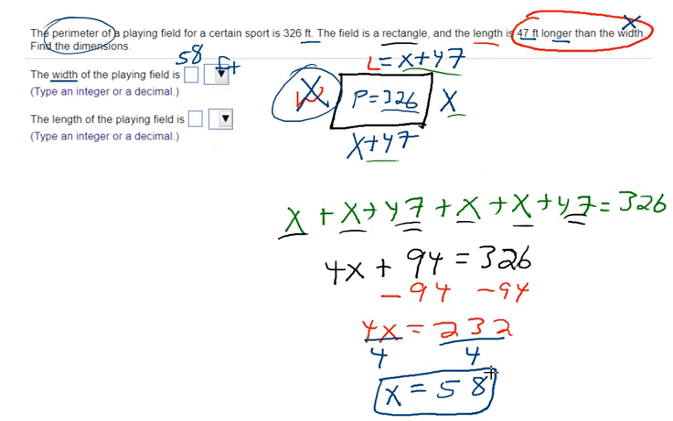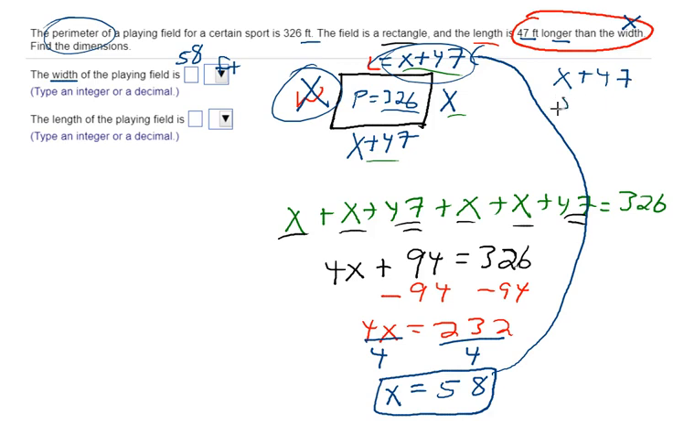And then to find the length, we'll take this information and plug it in here to find the length. So it'll be x plus 47. That's going to be 58 plus 47 because x is 58. And so that's going to give me 105. All right. And so that would be the length. And that's what I would type in here, 105. And again, this will be in feet.